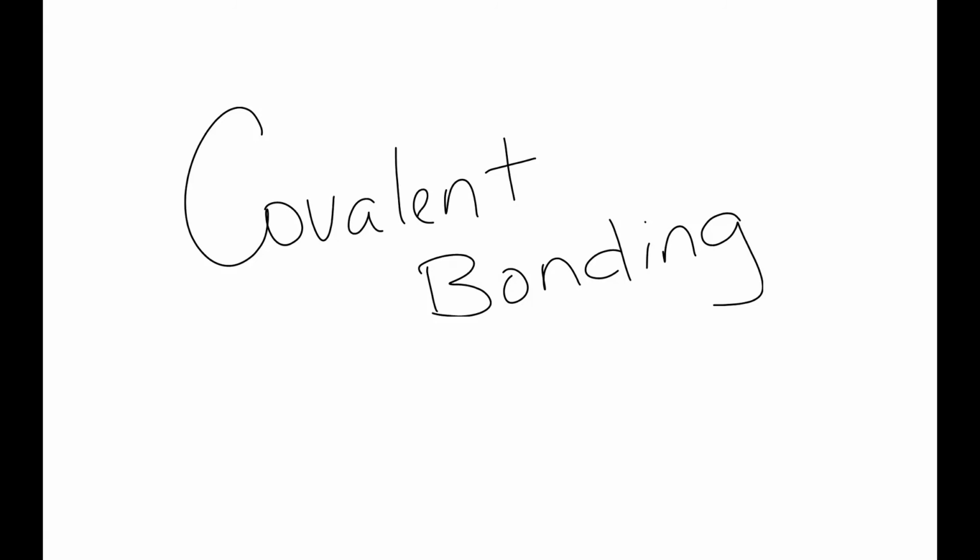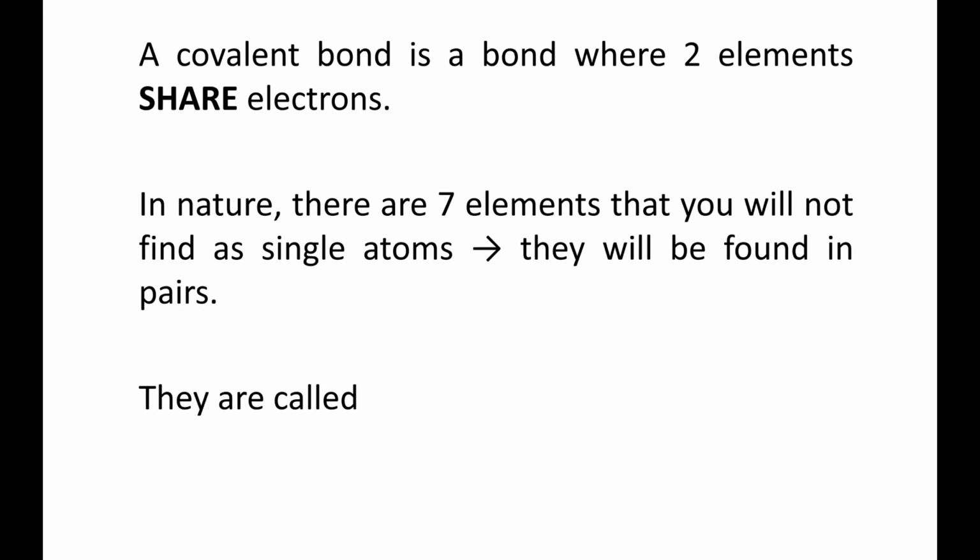Okay, these notes are covalent bonding notes. A covalent bond is a bond where two elements share electrons. Now, we're not transferring them, we're just sharing them. In nature, there are 7 elements that you will not find as single atoms. They will be found in pairs, and they will always be in pairs. And they are called diatomic molecules.